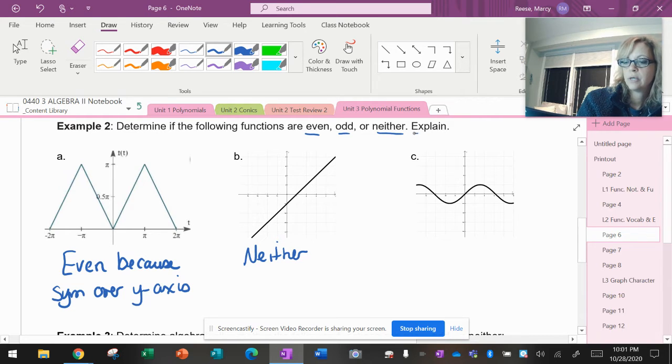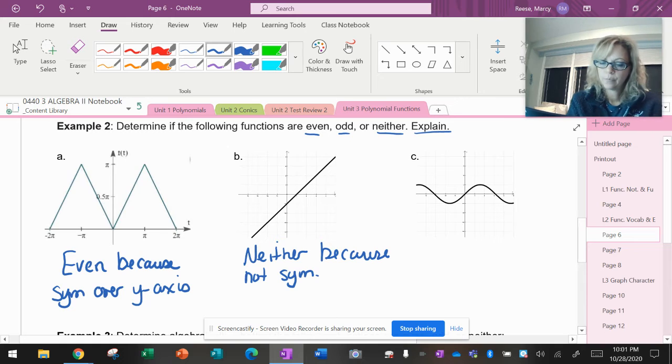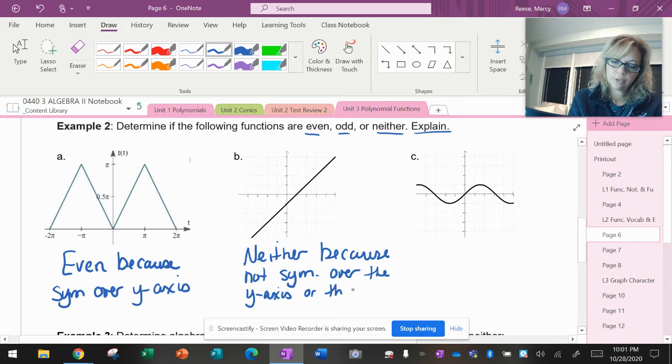And your reasoning, because you have to explain, we're going to say because it's not symmetric over the y-axis or the origin. Remember, the origin is like (0, 0), right? Okay.